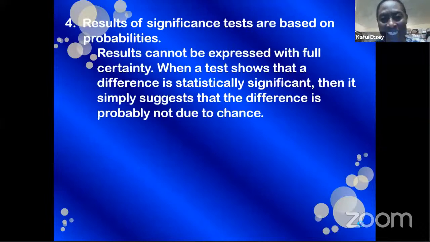So when a test shows a difference in statistical significance, then what this implies is that the difference is probably not due to chance. Okay. So chance plays a big role when you are doing hypothesis testing. Nothing is taken with 100% certainty.